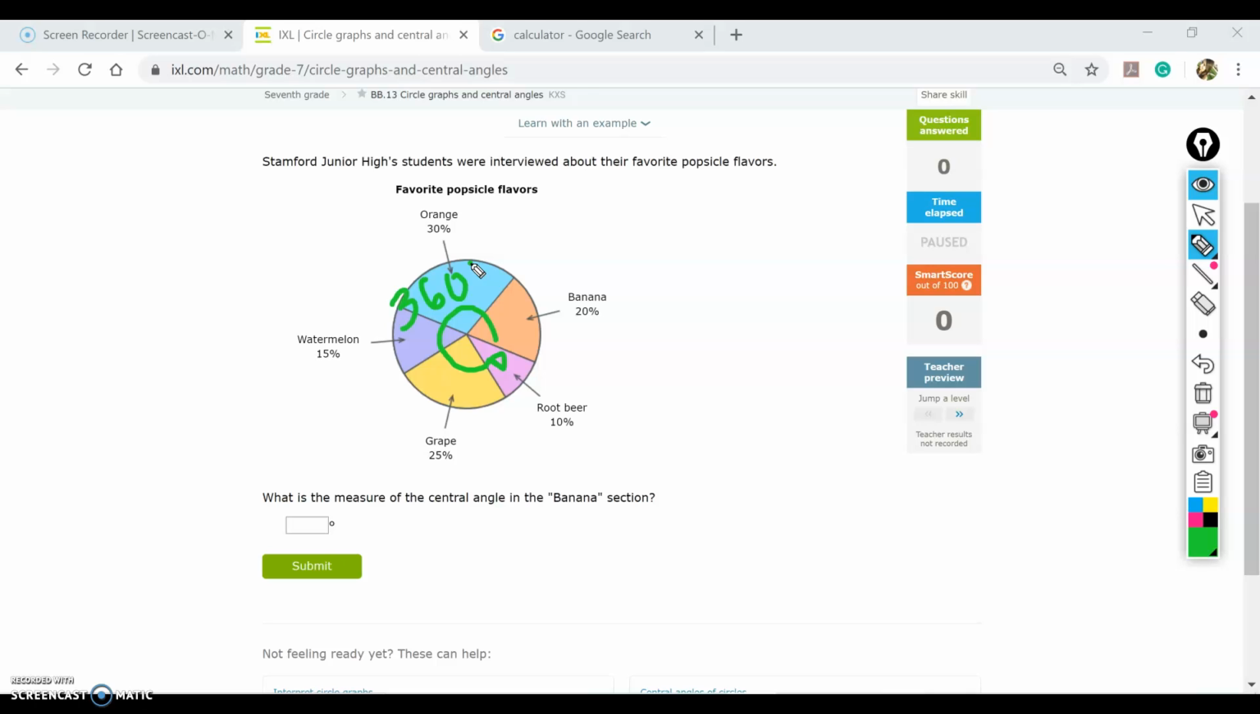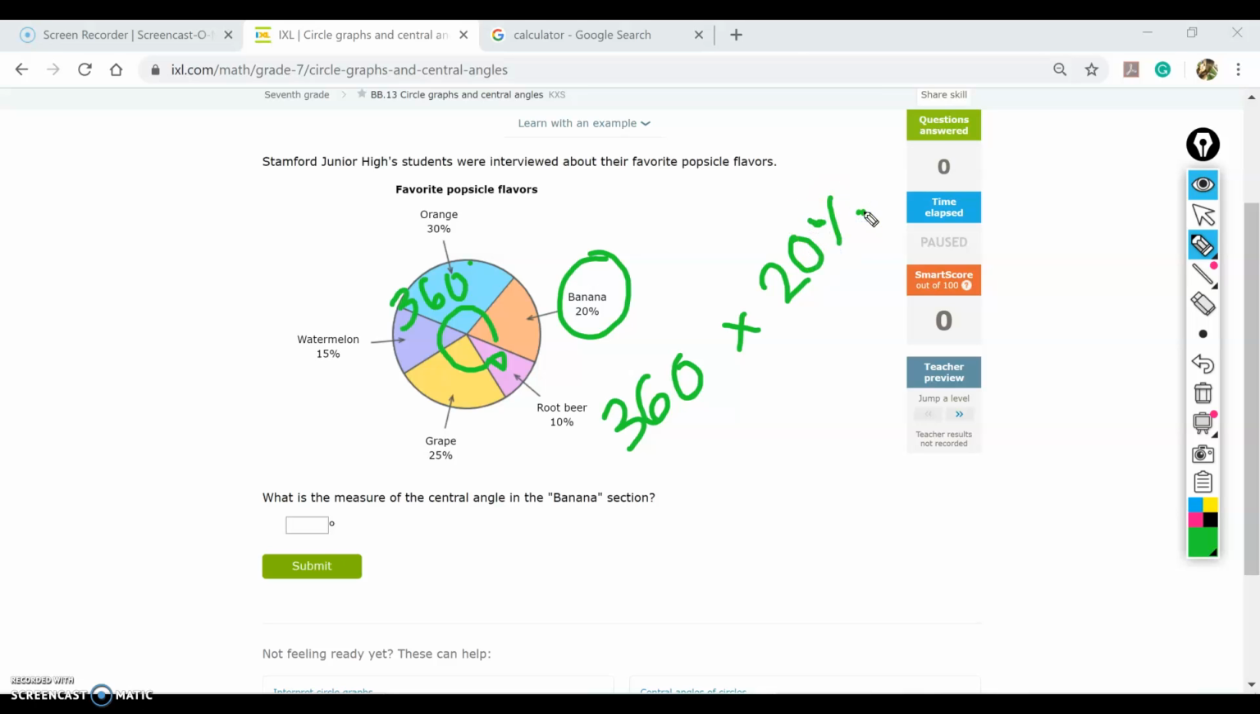Stanford Junior High students were interviewed about their favorite popsicle flavors, and they give you the different flavors by percent. Now the question is, what is the measure of the central angle in the banana section? The banana section has 20% of the whole 360. So I need to find 20% of 360. In order to do that, I need to multiply 360 times 20%.